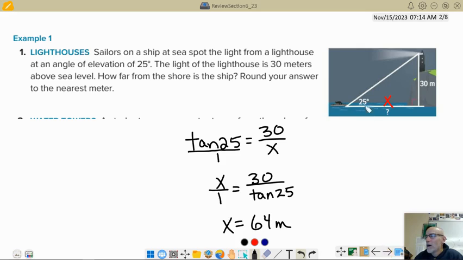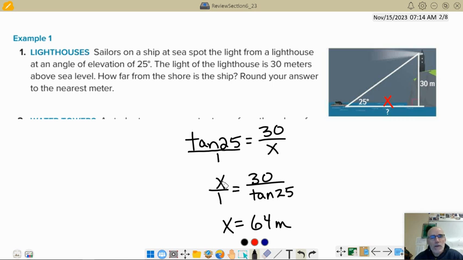So on problem number 1, we were setting up the tangent because we had the opposite leg and the adjacent leg. And I think on almost all these problems today, we're using tangent. The algebra might look a little different, but on this one, x is in the denominator of our ratio. And I want you to think about switching the location of where x and the tangent of 25 are. See how I just switched their locations?